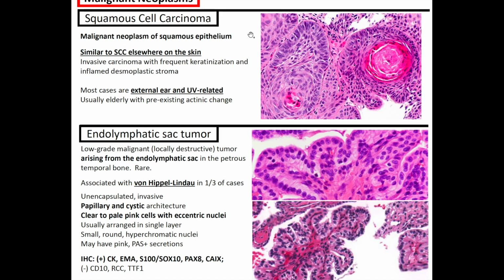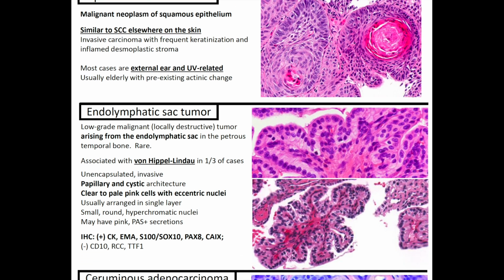All right, this is our last page. We're going to go over some malignant neoplasms that can occur in the ear. First up, we've got squamous cell carcinoma. So this is a malignant neoplasm of the squamous epithelium. Similar to squamous cell carcinoma elsewhere on the skin, it's an invasive carcinoma with frequent keratinization and inflamed desmoplastic stroma. So you have this nice keratin pearl here, and most cases are external ear and UV related, usually in the elderly with pre-existing actinic change.